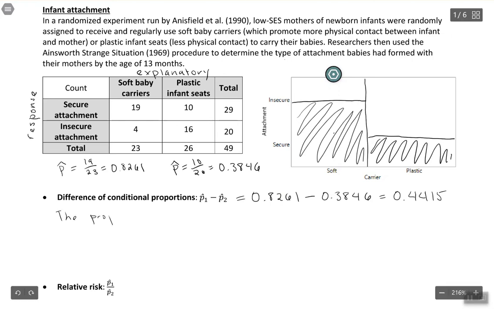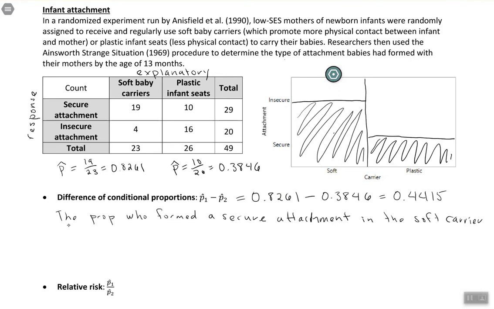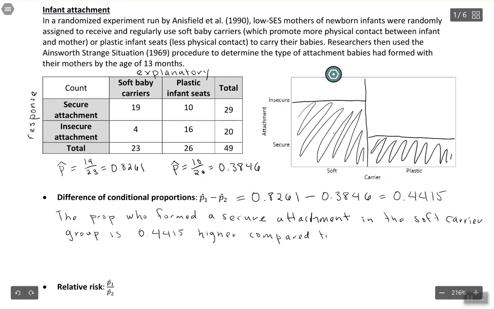To interpret that, we would say that the proportion who formed a secure attachment in the soft carrier group is this much higher, 0.4415 higher, compared to the plastic seat group. So notice that this is really explicit. It's comparing the proportions, and it's really explicit about what the two groups are.